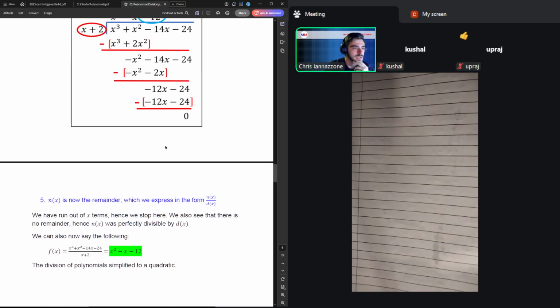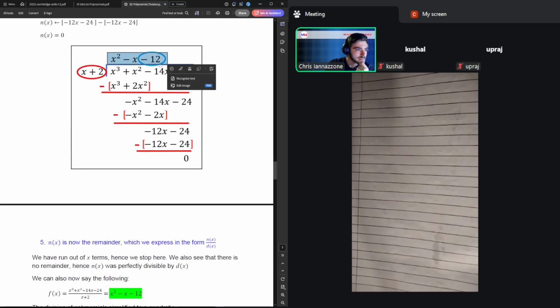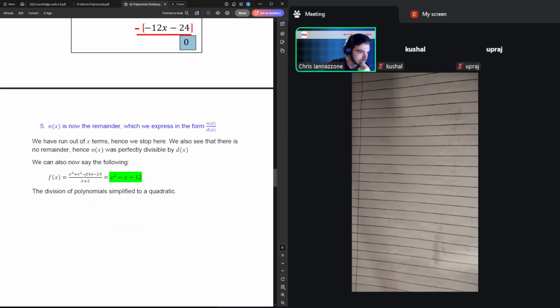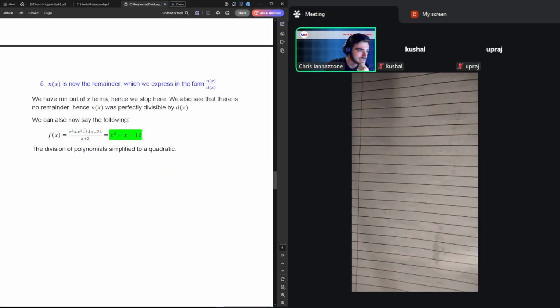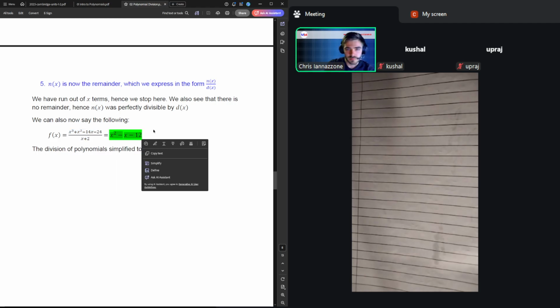Cool. So whatever the result is at the end may or may not be 0. Whatever the result is considered the remainder of the division, and whatever's up here is considered the quotient of the division. Or in other words, this is the part that could be divided, and this is the part that could not be divided. So all that to say that if you were to perform this division, this could be fully simplified into this quadratic.